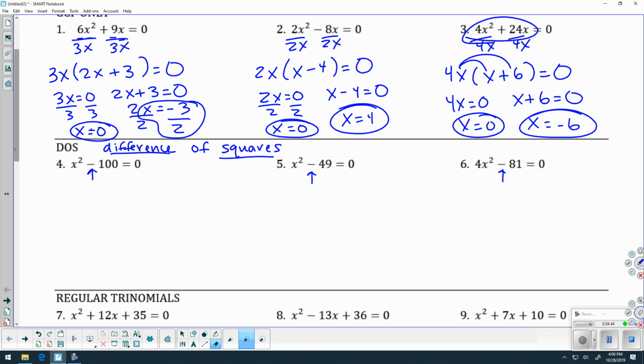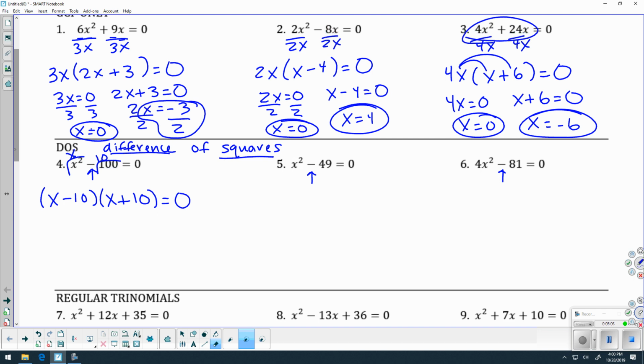But if you take the square root, so for number 4, if I take the square root of x squared, that'd be x. If I take the square root of 100, that'd be 10. So how it factors is just going to be x minus 10 and x plus 10. So it's essentially the same binomial twice, but one has a plus sign, one has a minus sign. Okay, and that's it. You're done factoring at that point.